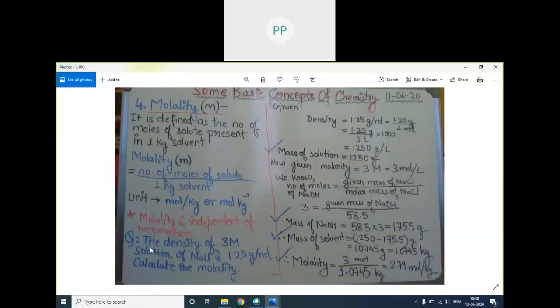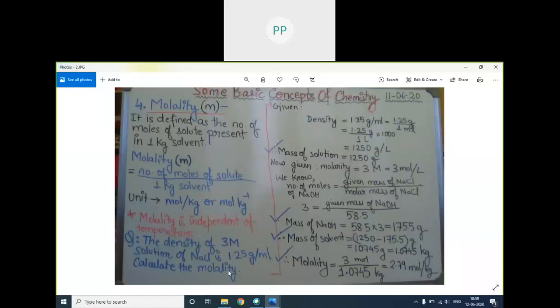The density of 3M, capital M. What is the meaning of this? 3M means capital M is molarity. So it is a 3 molar solution, 3 moles per liter. So the density of a 3 molar solution of NaCl is given here as 1.25 gram per milliliter. So from these two things we have to calculate the molality.